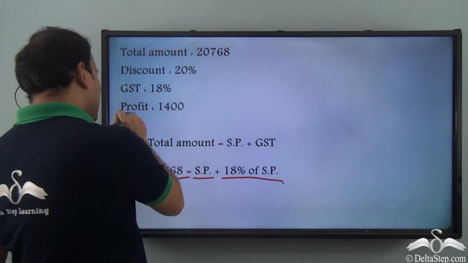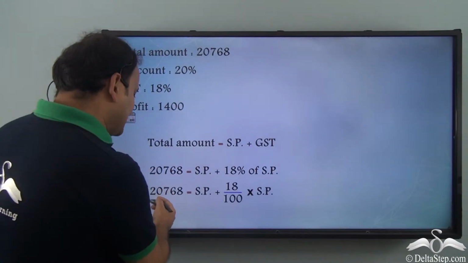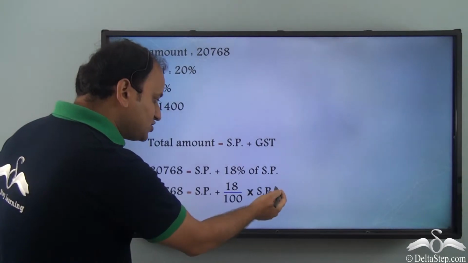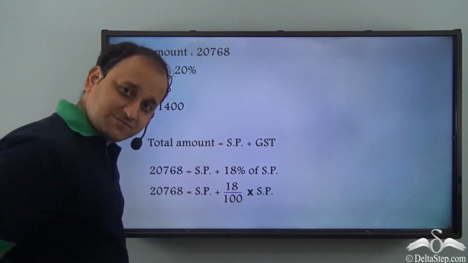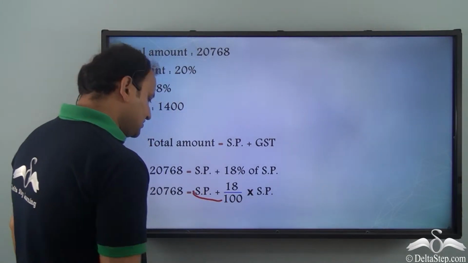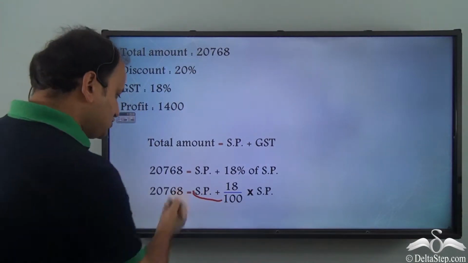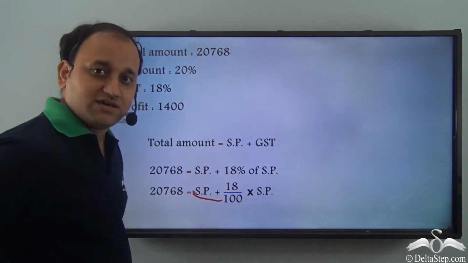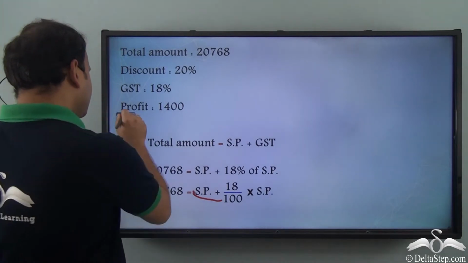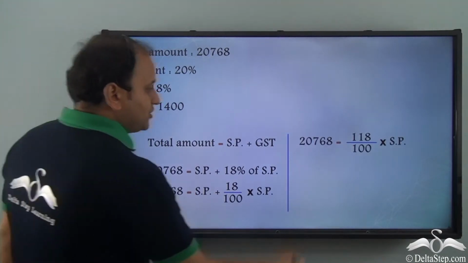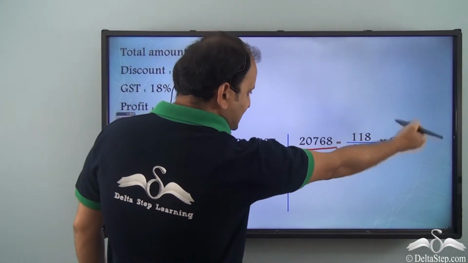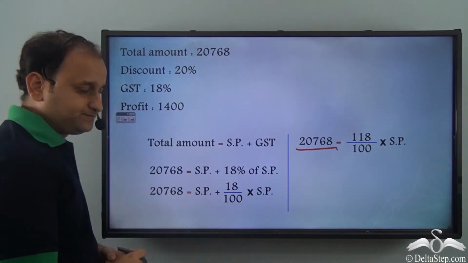Now we can write this as 20,768 is equal to SP plus 18% of SP, that is 18 by 100 into SP. Now 100 into SP will be 100 SP. So 100 SP plus 18 SP is 118 SP by 100. So what do we get? 20,768 is equal to 118 SP by 100.